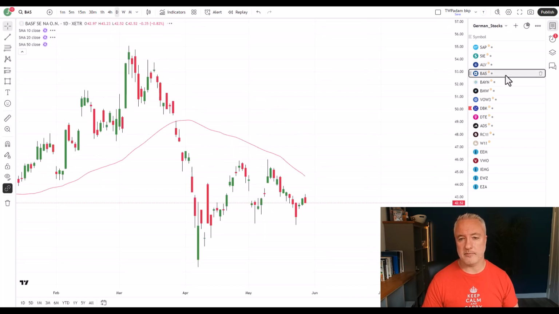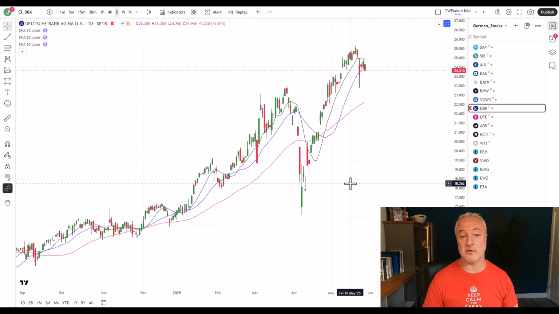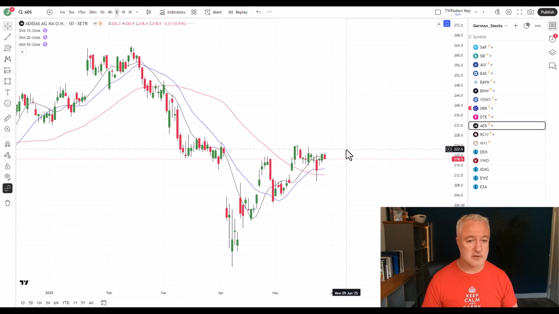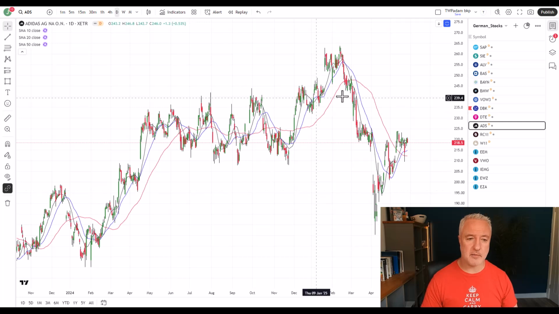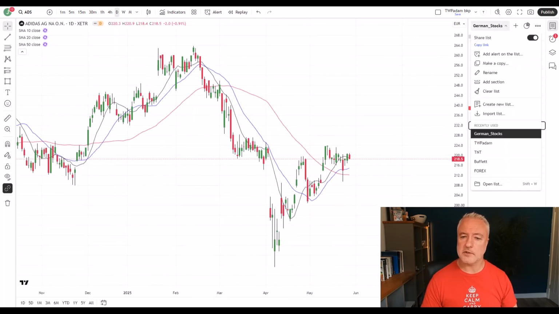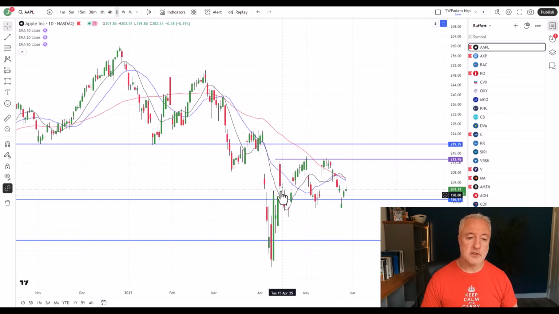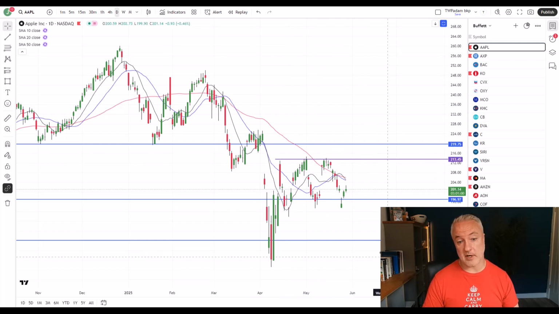Let's have a look at, what's this one? DBK, Deutsche Bank, trending relatively well. Okay. Adidas, trending to the upside now. Very messy over here, but now really trying to move to the upside. What about Buffett stuff? So going into Buffett's companies, let's have a look. How's Apple doing? Apple's sideways at the moment. Okay, ping-ponging, purely range-bound. So what's it going to do? Is it going to break down or is it going to break up?